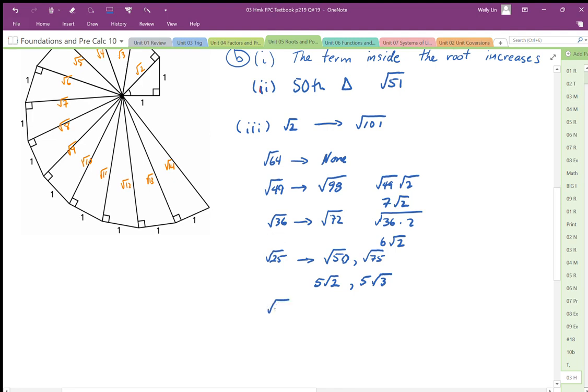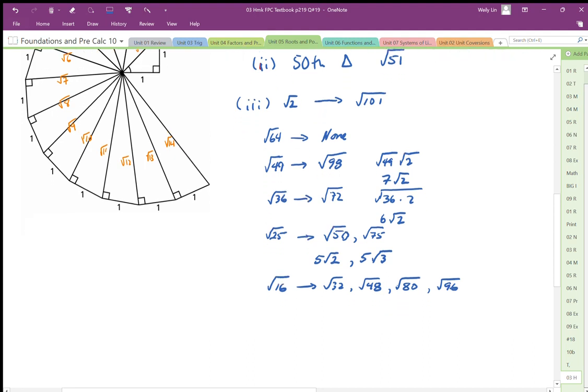We can move to root 16. 16, we can do root 32, root 48, root 64. Well, 64 is a perfect square, so we're going to skip that one. We go to root 80, and then root 96, and that's all we can do.